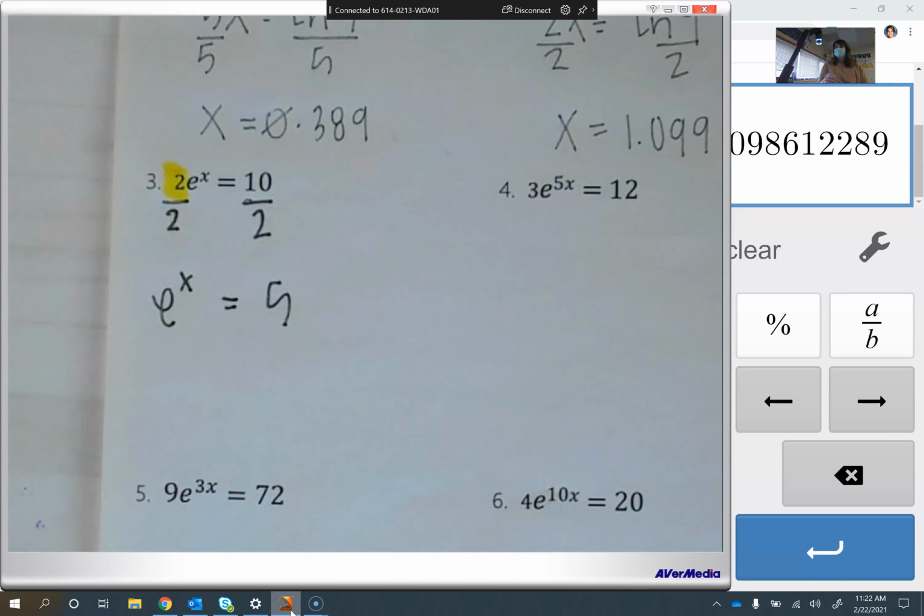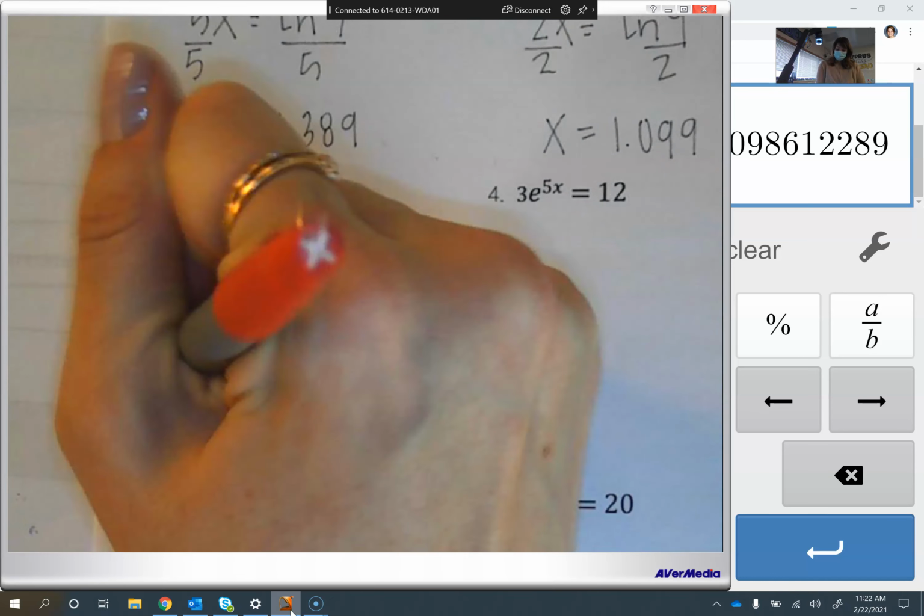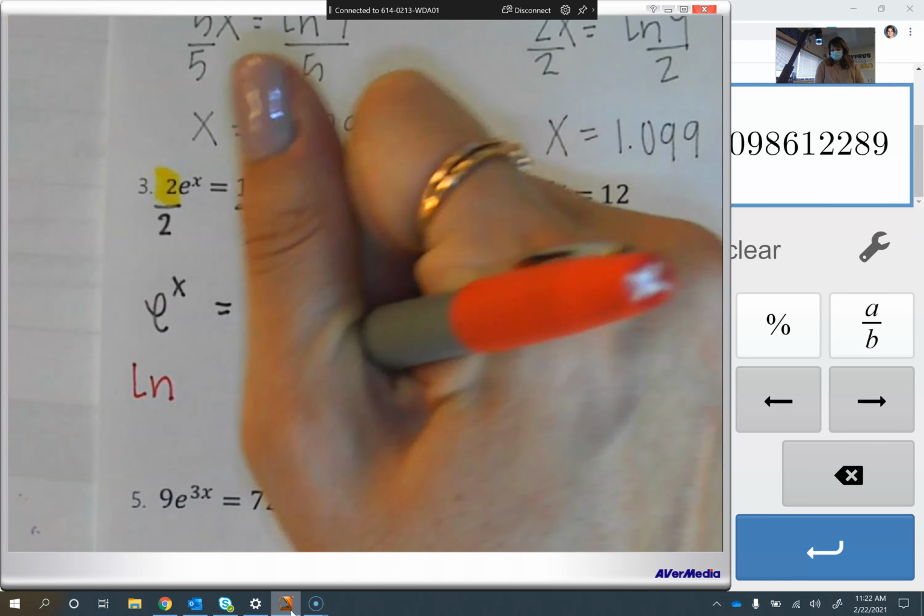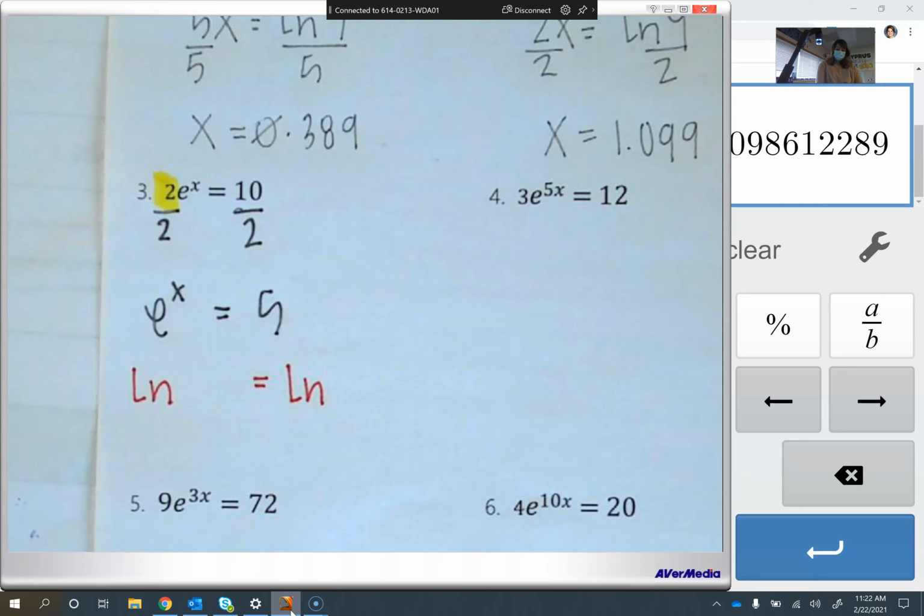And then this one, you solve it the same as the last ones. We take the natural log of e to the x, natural log of 5.